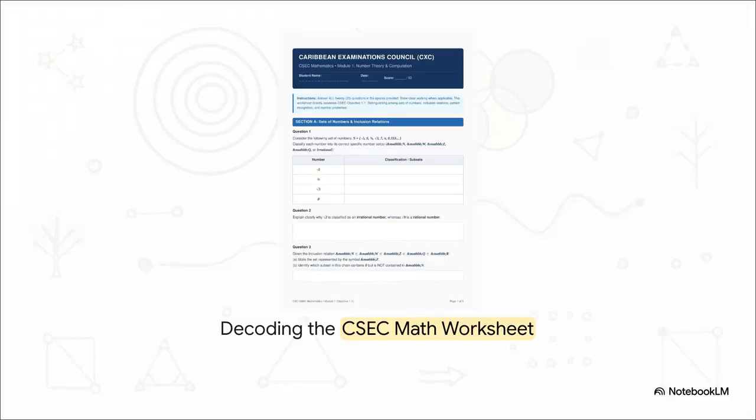To figure this out, we're going straight to the source material today, specifically the CSEC Mathematics Module 1 worksheet on number theory and computation. By carefully cracking the code of these specific questions, we're going to uncover the underlying structures of math itself. We're not just going to mechanically solve these problems, we're going to understand the why behind them.